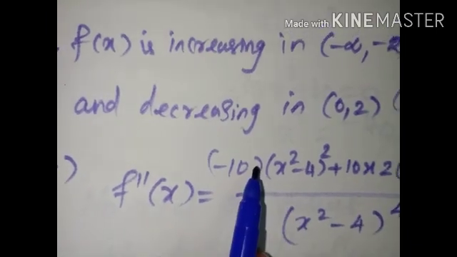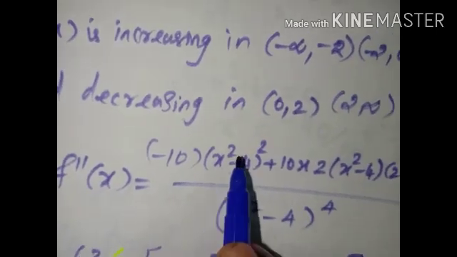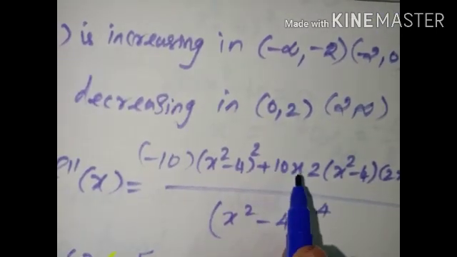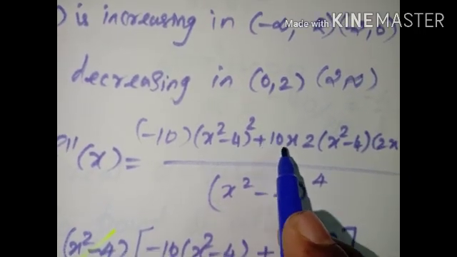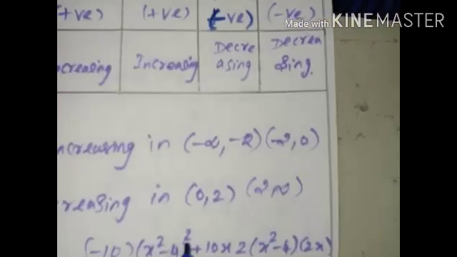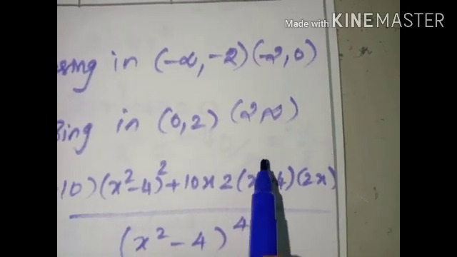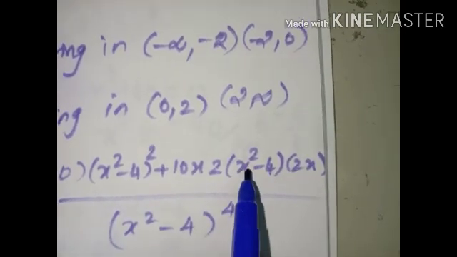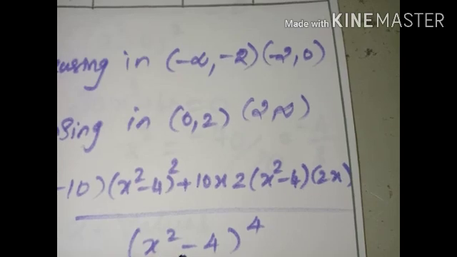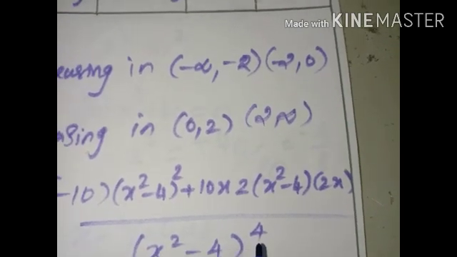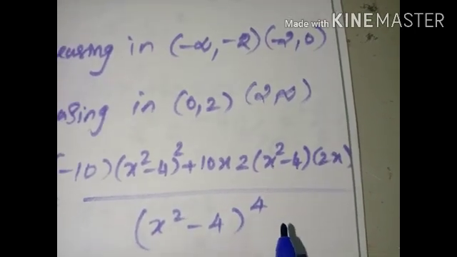So f double dash of x equals minus 10 into x square minus 4 whole square, plus 10x into the derivative of x square minus 4 whole square, which is 2 into x square minus 4 into the derivative 2x, all divided by x square minus 4 whole square squared. Two 2s are 4, so x square minus 4 to the power 4.